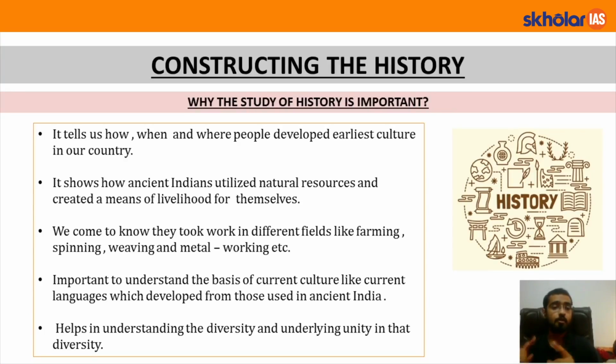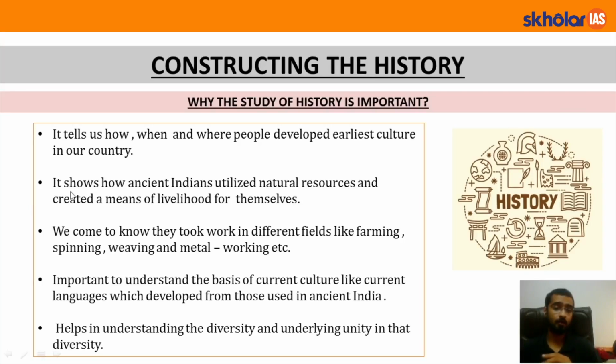Let's move on. It shows us how the ancient Indians utilized natural resources and created a means of livelihood for themselves. These ancient Indian people used to make tools of natural resources like the wooden plowshare and stone sickles. These stones were also used in making jewelry. They used to make houses of wood and mud, and that is how they utilized these natural resources according to their needs and created livelihood for themselves. I hope this is clear.